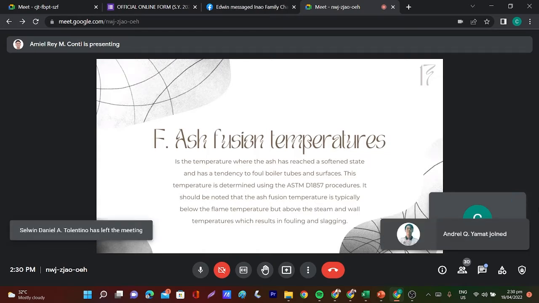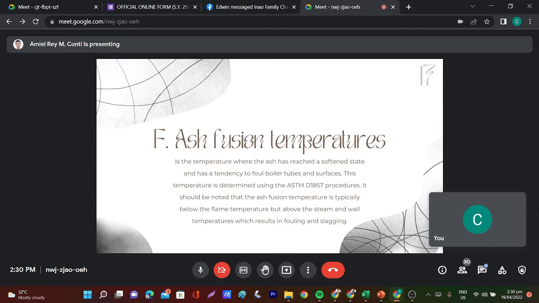So, lastly po, the ash fusion temperature is the temperature where the ash has reached a softened state and has a tendency to foul boiler tubes and surfaces. This temperature is determined using the ASTM D1857 procedures. It should be noted that the ash fusion temperature is typically below the flame temperature but above the steam and wall temperatures, which results in fouling and slagging.